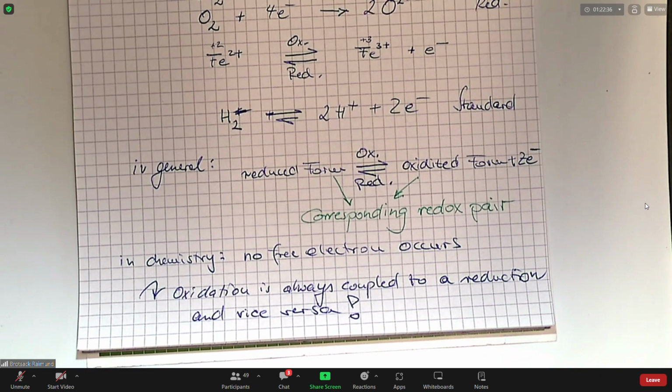So now let's have a break, 15 minutes, and we will do some examples of reduction and oxidation and the overall redox reactions to get familiar with that after the break.